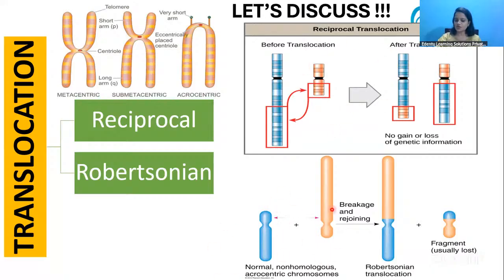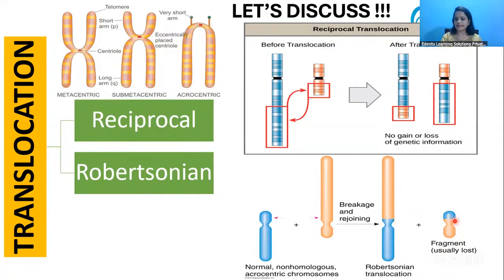But in the case of Robertsonian translocation, which is most commonly seen in acrocentric chromosomes, the centromere is somewhat towards the end of the chromatid, so it has a very short arm and a very long arm. Such chromosomes mainly show this Robertsonian type of translocation. Here there is breakage and joining of the long segments; the long segments are getting joined and the short segments are getting lost.